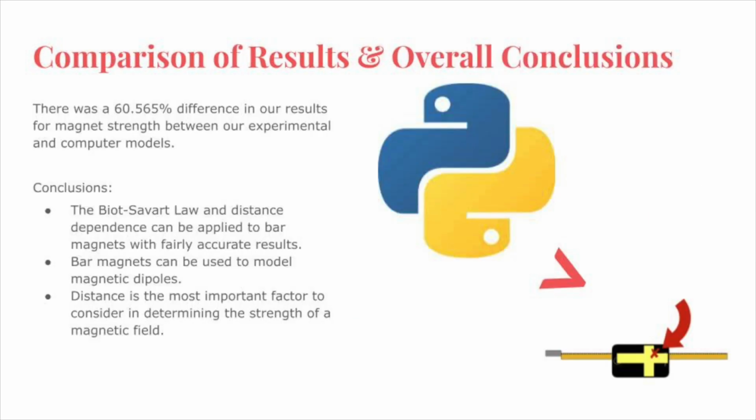There was a 60.565% difference in our results for the magnet strength between experimental and computer models. The Biot-Savart law and distance dependence can be applied to the bar magnets with fairly accurate results. The bar magnets can be used to model magnetic dipoles, with distance being the most important factor to figuring out this strength.